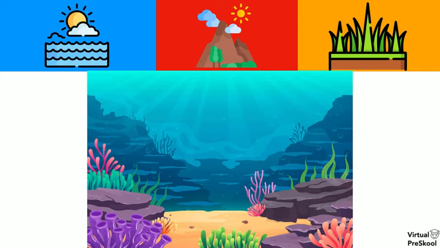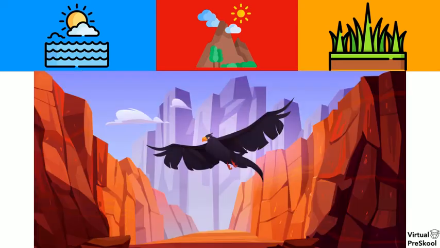And you can find coral reefs in the what? In the ocean, mountain, or grass. Now you have to fill in the words here because there's no words written for you anymore. In the Mahasagar. You can find coral reefs in the Mahasagar.